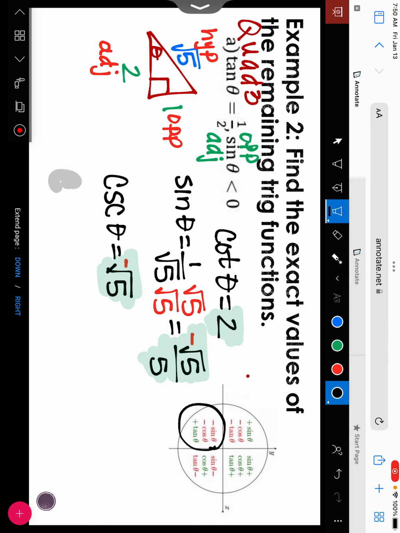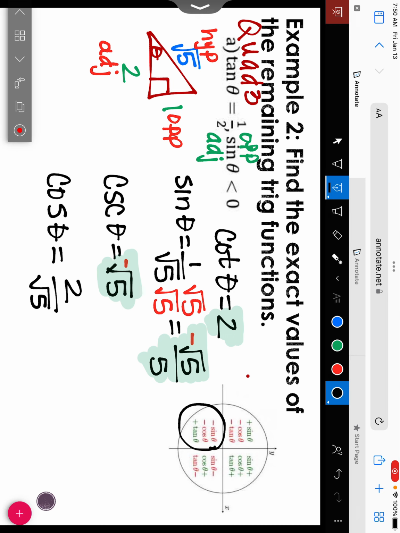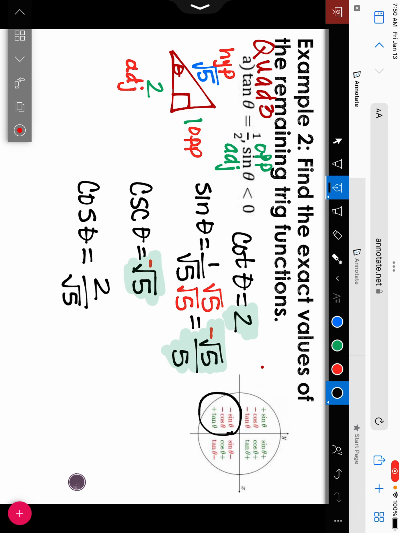Okay, and then we have the cosine. Cosine is adjacent over hypotenuse. So that would be a 2 over root 5. So let's go ahead and rationalize that. And you get 2 root 5 over 5. And again, because we're in quadrant 3, we have to make that negative.